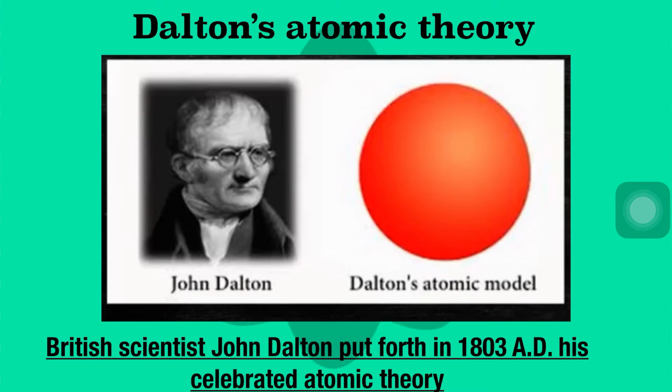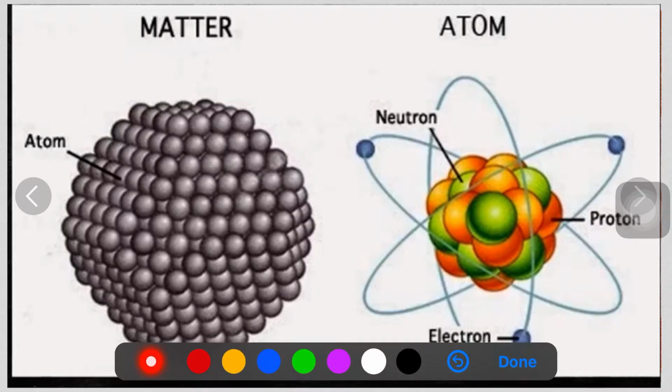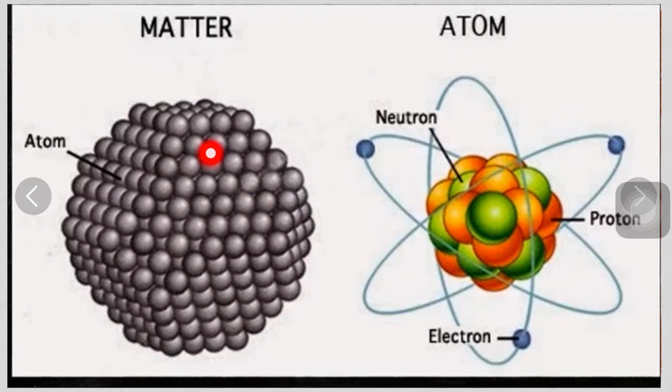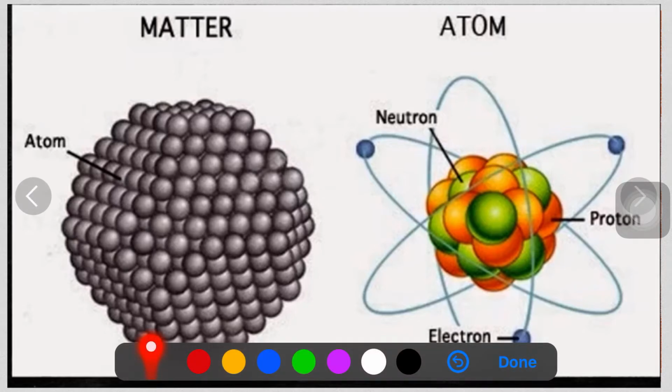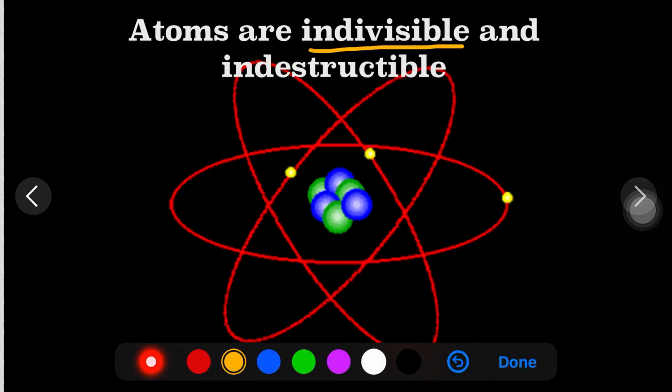So student, the first scientist who came to discover the atom was Dalton, with Dalton's atomic theory. He was a great British scientist named John Dalton. He put forth his theory in the year 1803 AD. He celebrated atomic theory. According to John Dalton's theory, he stated that matter is made up of atoms. As you can see, this matter is made up of atoms. And atoms are indivisible. Indivisible means which cannot be separated further. And indestructible means which cannot be destroyed.